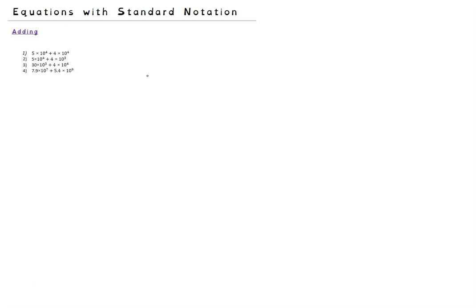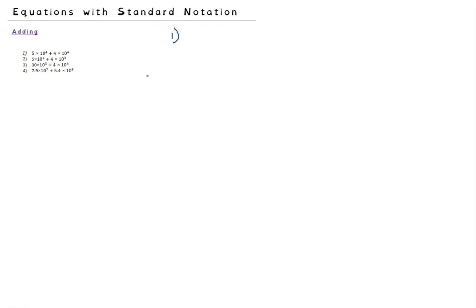Today we're going to learn how to do equations in standard notation or in scientific notation. It's exactly the same thing. Standard notation and scientific notation is just two different ways of saying the same thing. We're going to do addition today. In our next video we're going to do subtraction, after that multiplication, and after that division. So let's look at our first equation.